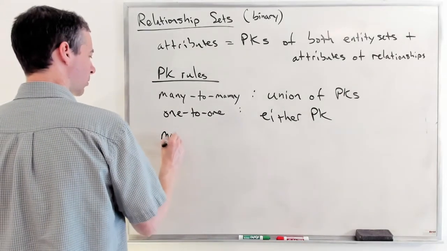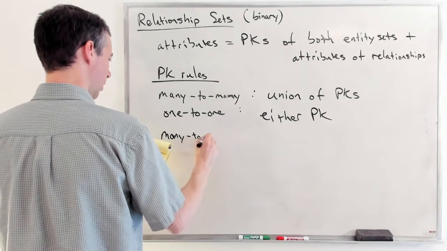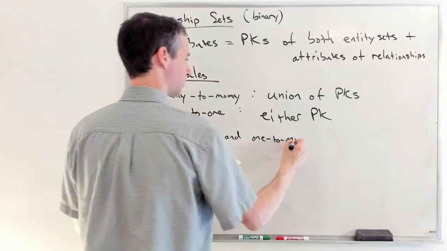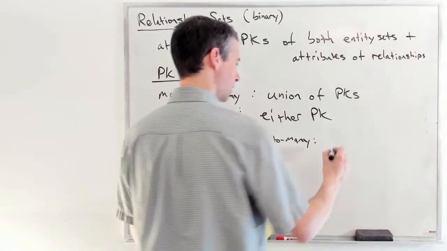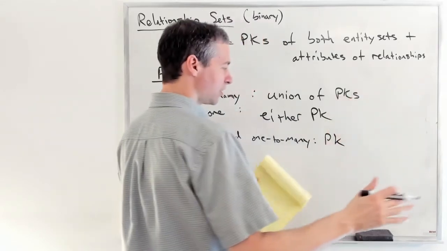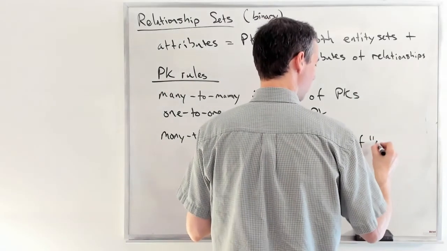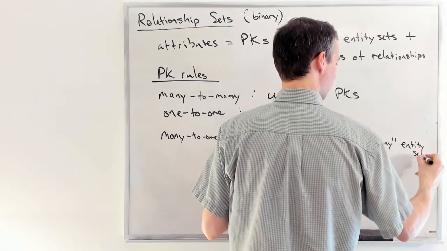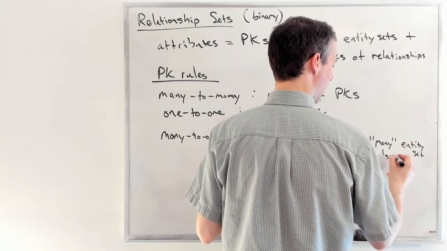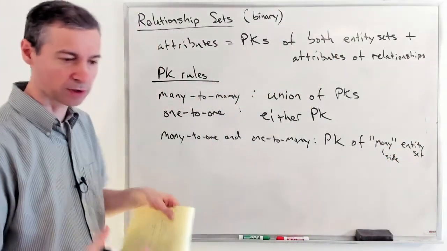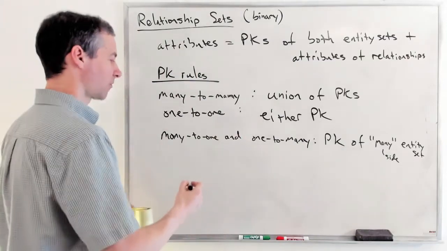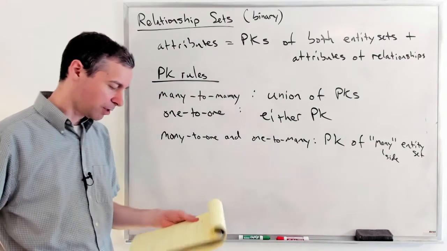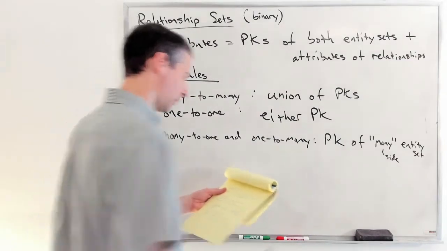Then we have our many-to-one and our one-to-many relationships. And for each of these, the primary key of the relationship set is the primary key of the many entity set. So if we have one-to-many, then the many side is the one that we make the primary key. All right, let's take an example of this here.